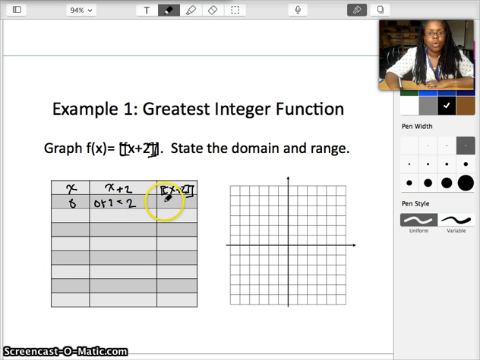So 2's here. What's the greatest integer less than or equal to 2? Well, it's 2. Right? Remember, when I turn 2 years old, I'm 2. That's the age. I'm 2. Right? So let's try another one.